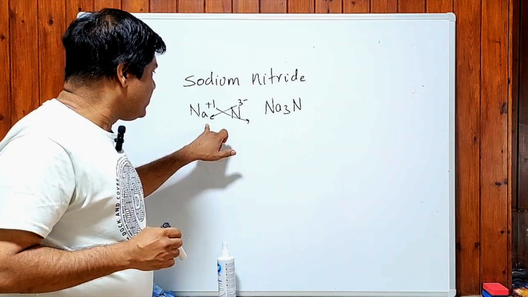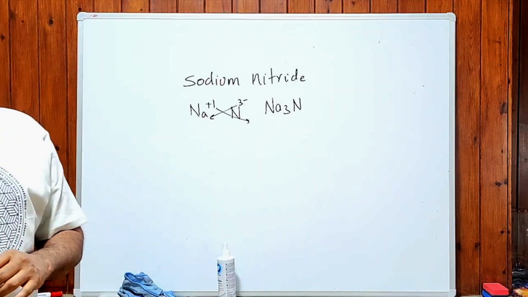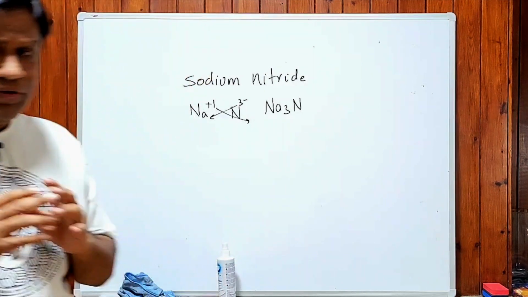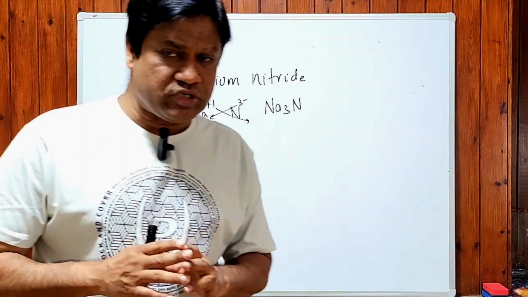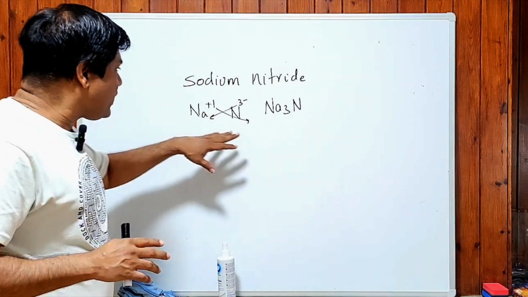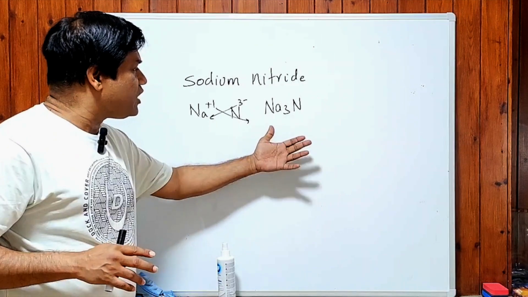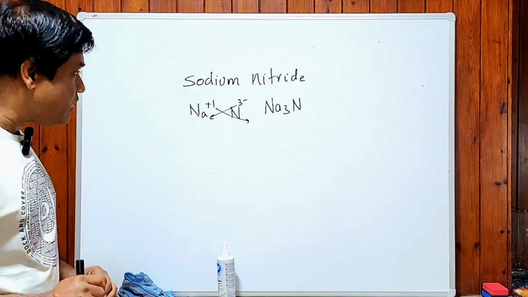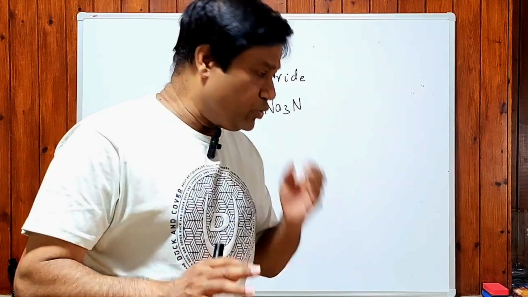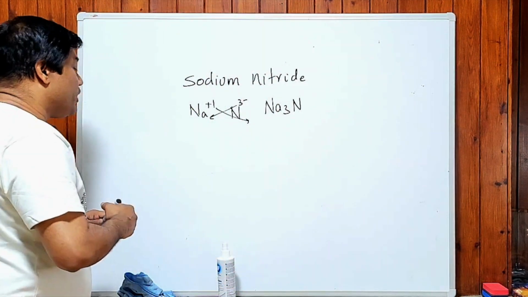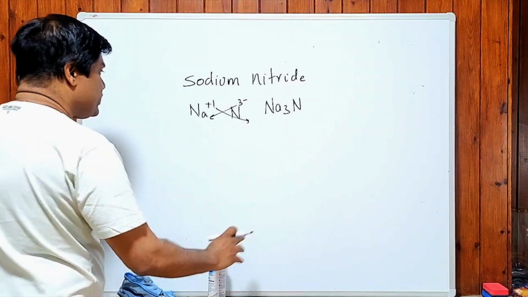So metal gets oxidized and a non-metal gets reduced. I will teach you in a separate video about the redox reaction, but they can ask in that which element gets oxidized and which element gets reduced. So always metal gets oxidized and a non-metal gets reduced. Okay, OIL RIG: oxidation is loss of electrons, reduction is gain of electrons.